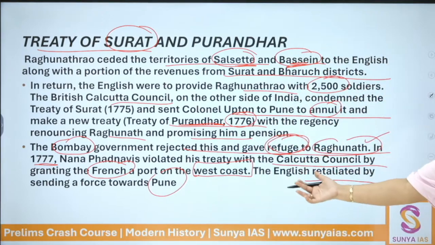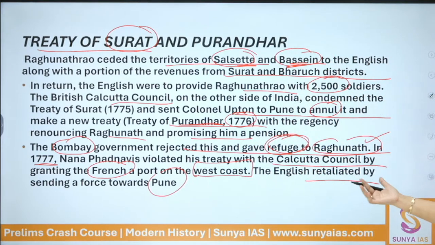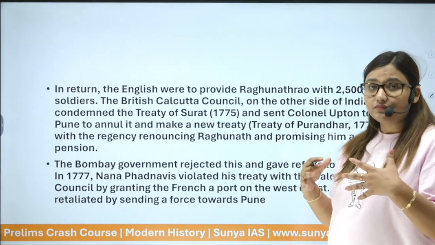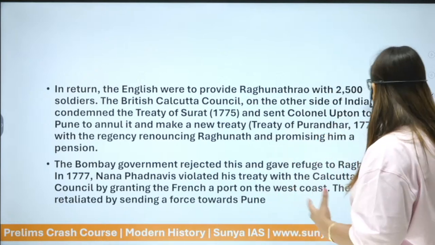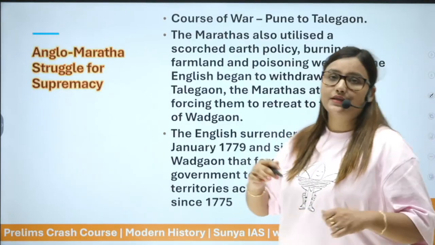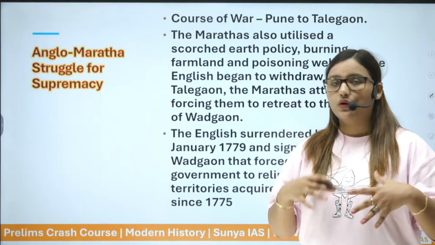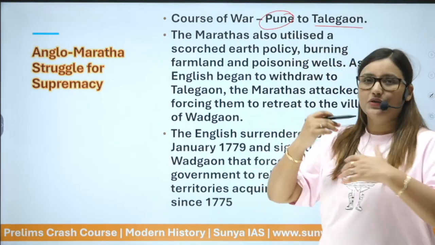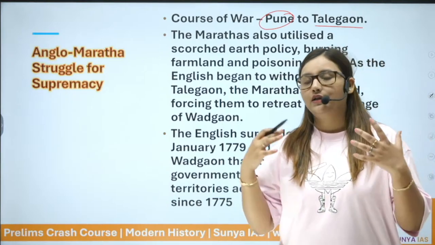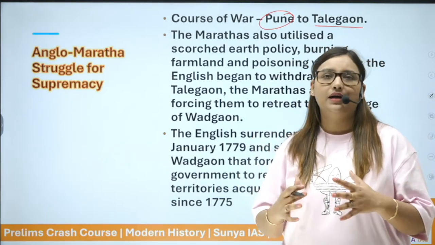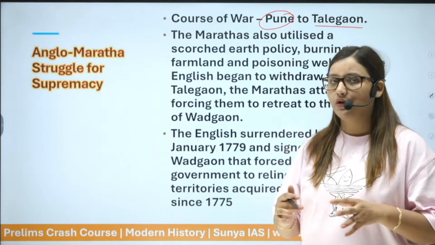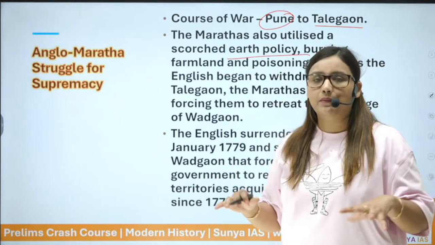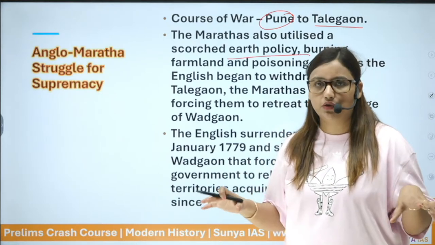So when the English force came to Pune, ultimately this war continued and the struggle went on. Now the course of war is from Pune to Talegaon. The war was going on and on and on. They continued to fight, and the Marathas also utilized the scorched earth policy, in which they burnt all the farmlands, crops and everything edible.